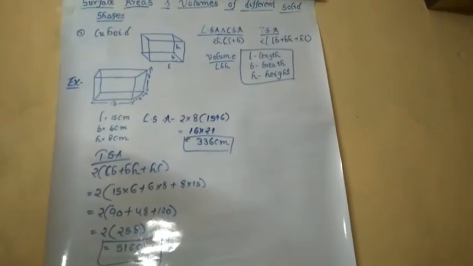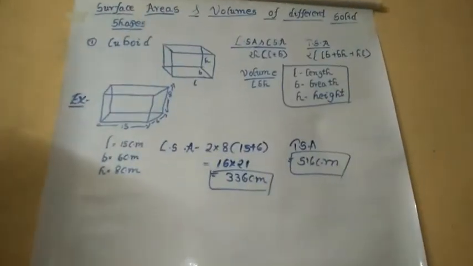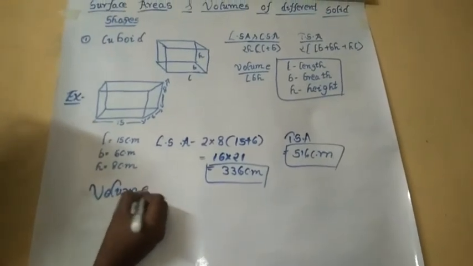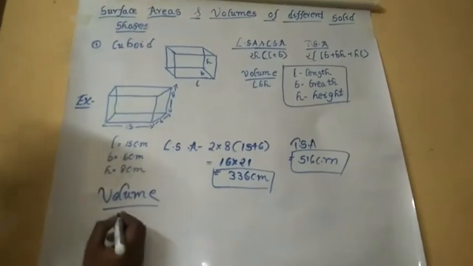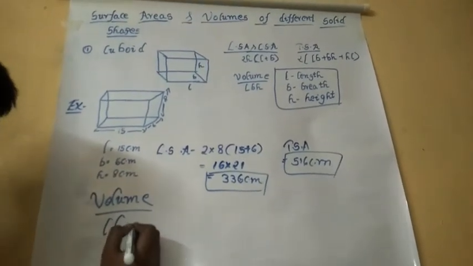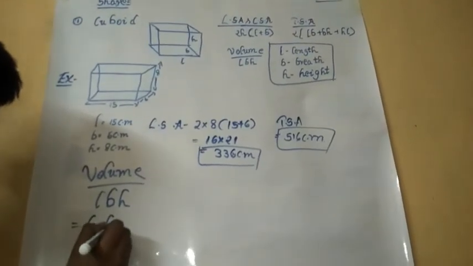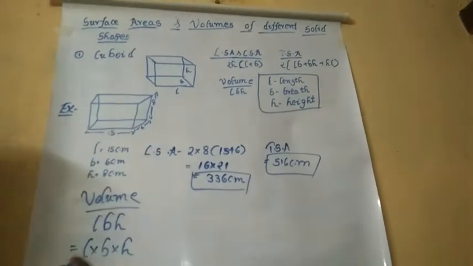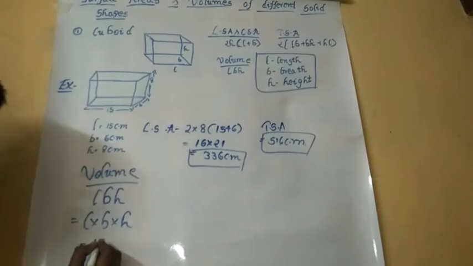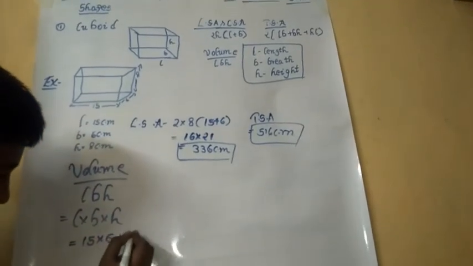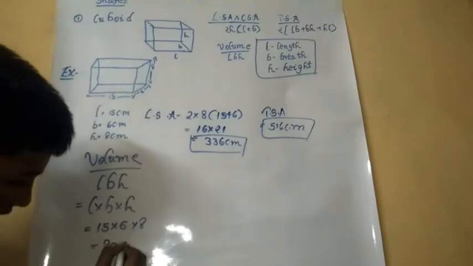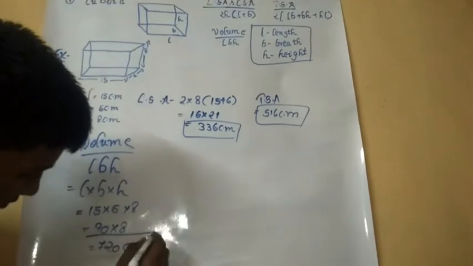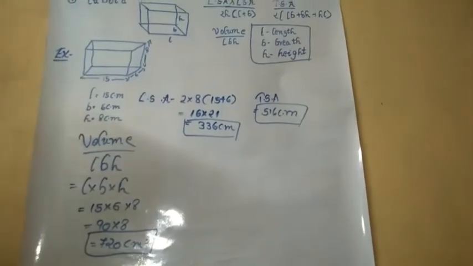So let's find the volume of this cuboid. The volume of a cuboid formula is LBH, which is L into B into H. We have the values: 15 into 6 into 8. Multiplying these, 90 into 8 is equal to 720. The answer is 720 centimeters cube.